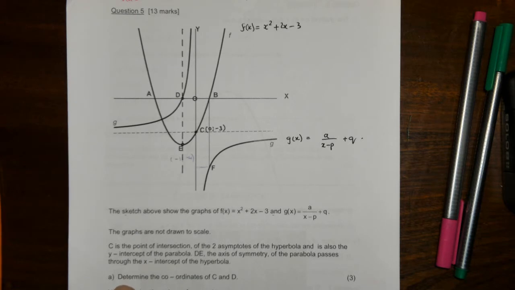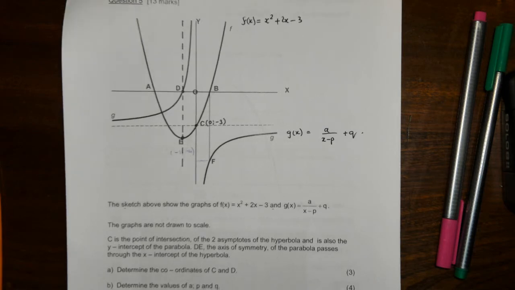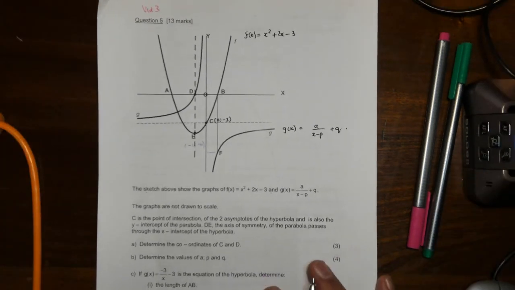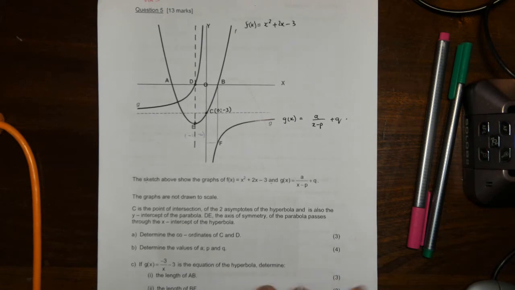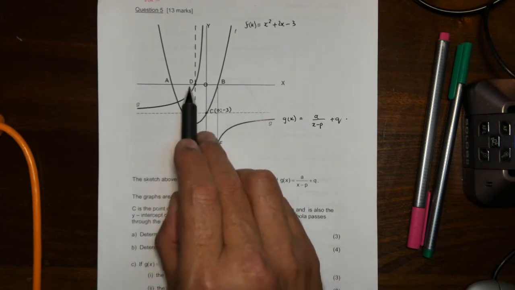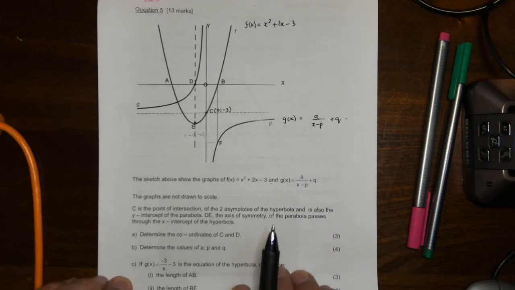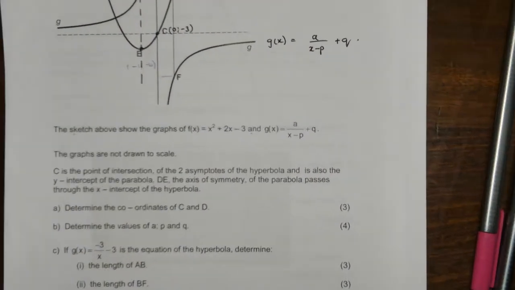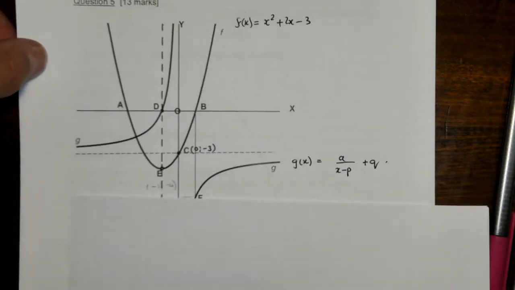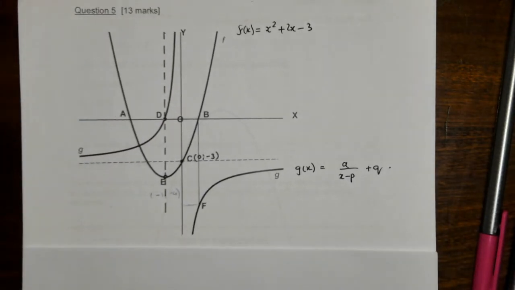Okay. Let's see what they ask. The first thing they ask is determine the coordinates of C and D, for 3 marks. The point C is there, D is there. The second part says find the value of A, P and Q, and then we'll come back and look at what the third said. I'm going to place my paper that I'm going to write on over this one, so that we can have the graph available at all times. So the first question for 5 asked, find the coordinates of points C and D.